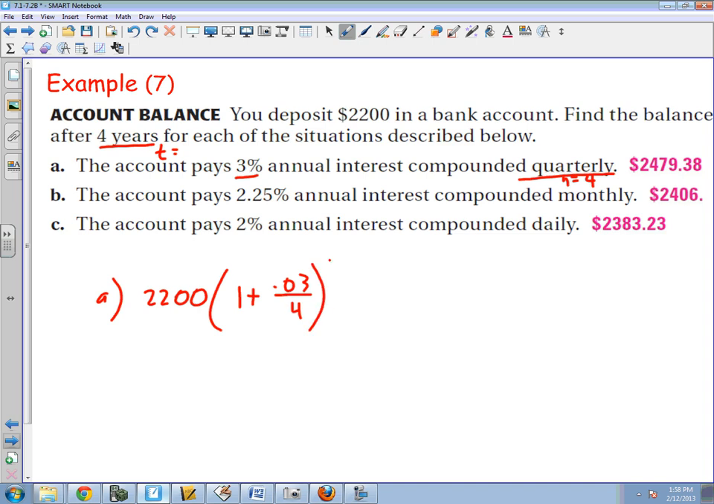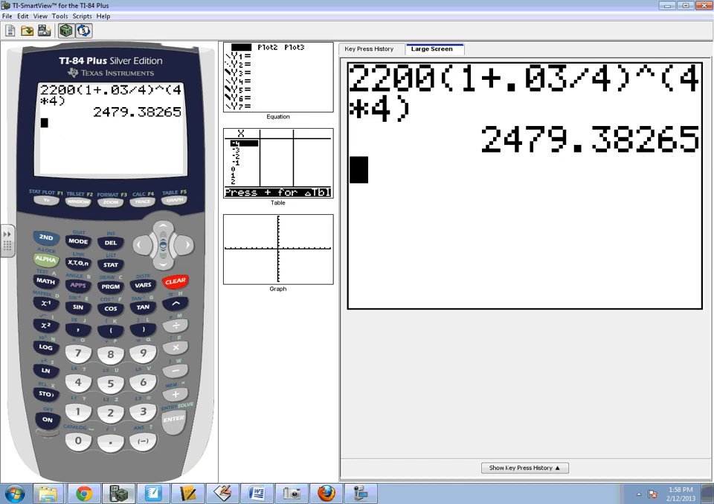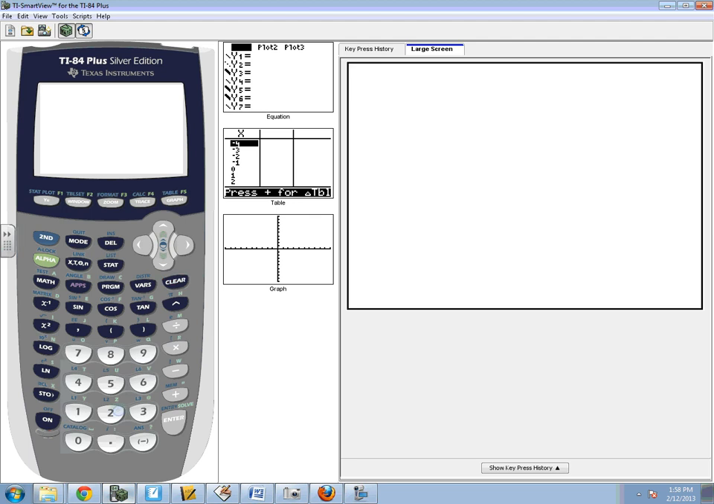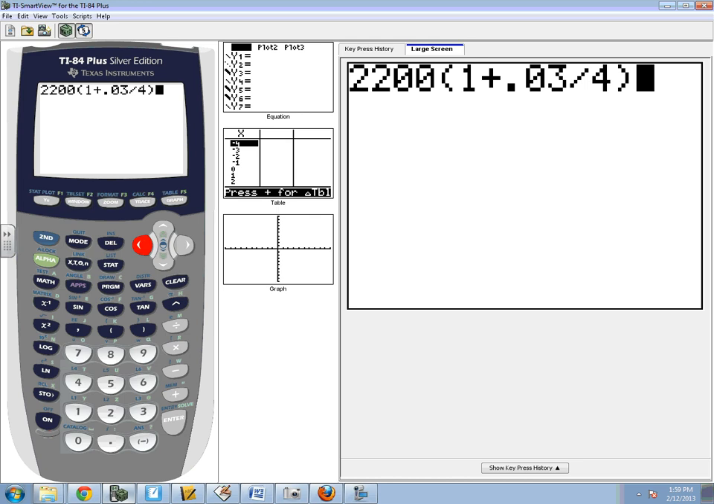All right, so it's going to be to the nt power. t was 4 again. So 2,200 times (1 plus 0.03 over 4) to the 4 times 4. Plugging this into your calculator is the next thing you've got to make sure you know how to do. So 2,200 times 1 plus 0.03 over 4, to the 4 times 4 power. If you do it like this, you're not going to get the right answer, okay?